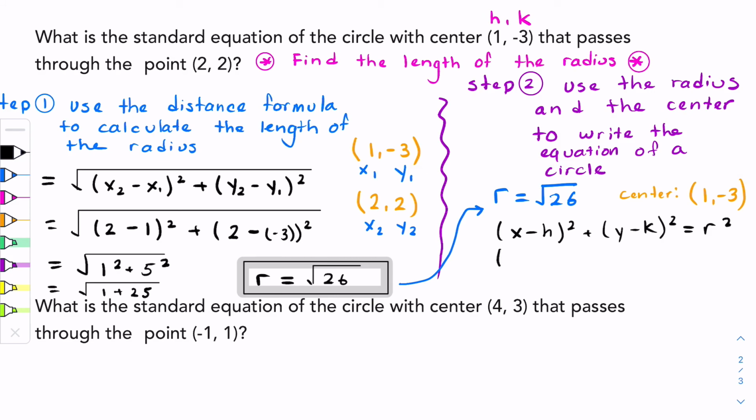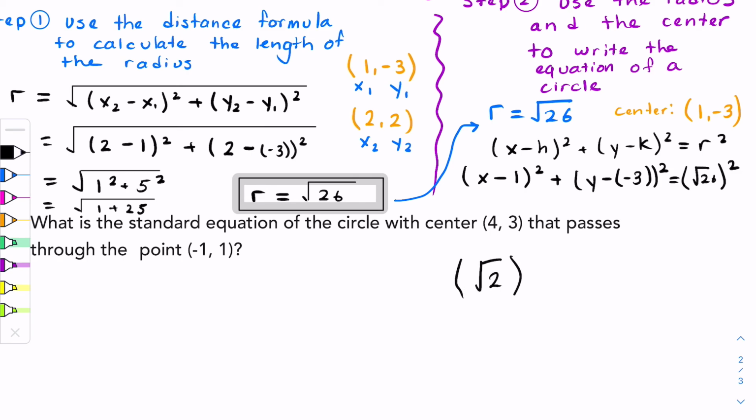So when I substitute in my values, I have x minus 1 squared plus y minus negative 3 squared is equal to the square root of 26 squared. And put the square root of 26 in parentheses. When you're squaring a square root, think of something basic. Think of when you square the square root of 2. This is equal to the square root of 2 times the square root of 2. That equals the square root of 4, which simplifies to 2. 2 is your solution, and 2 was what was underneath the radical to begin with.